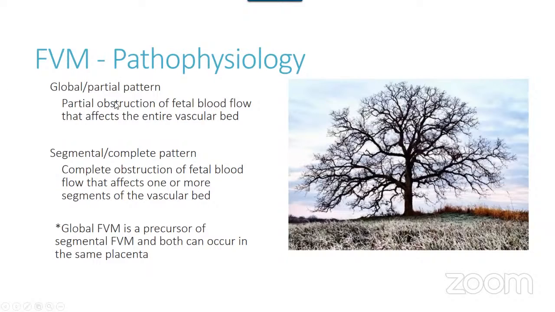So distinguishing between these two in any particular placenta isn't actually horribly important because they have the same outcomes and the same risk factors. But the reason we really distinguish between these two is because the global partial pattern in particular can be difficult to recognize in a reproducible manner. But it does have the same consequences as the easier to recognize segmental complete pattern. And so that's why we call attention to this separation, to make it more clear how to recognize this pattern in particular.